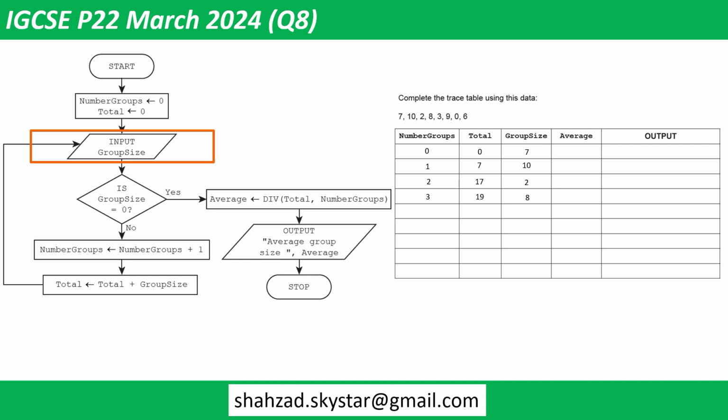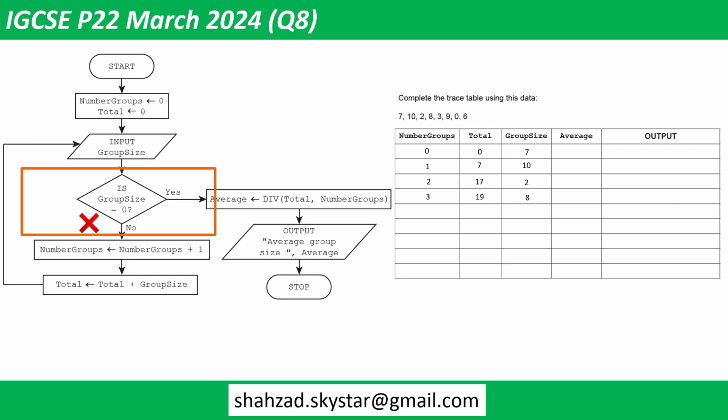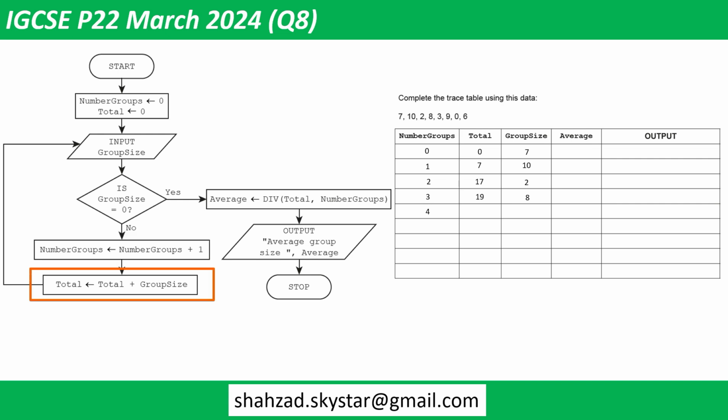That is the fourth value in the trace table. Is group size equal to 0? No. In case of no, it will calculate the number of groups. That will become 4. And the next statement is total equals total plus group size. Total contains the value 19 and group size is 8. It will give you 27, and the next input group size is 3. That is the fifth input.